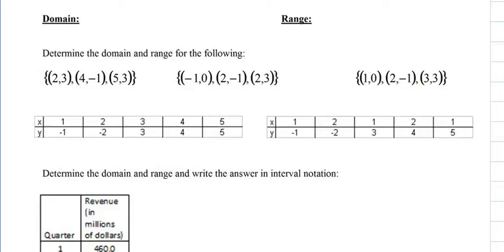All right, domain and range. Domain is your x values. Range is your y values. These are kind of like your inputs and your outputs.